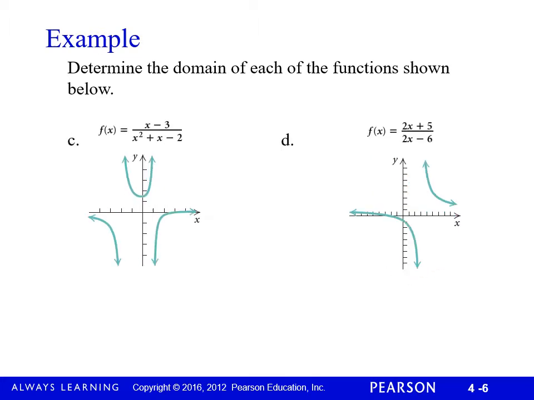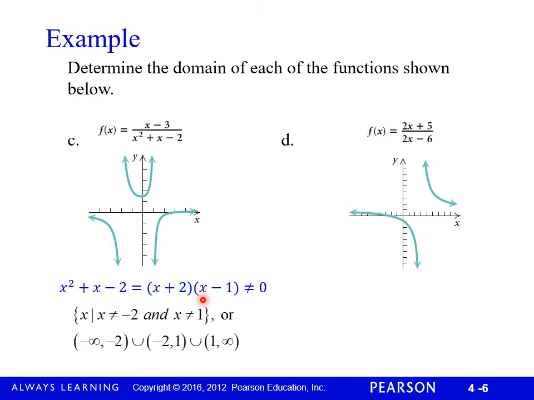Now it gets a little more complicated for problem C anyway. Remember, when we have a polynomial like this, we have to find the zeros of the function, and one way we can do that is by factoring that function. Well, if we factor the denominator, we get x plus 2 and x minus 1, and we set that not equal to 0, which means that we set each of these factors not equal to 0, and so we get x cannot equal negative 2 and x cannot equal 1, and putting them in set notation or interval notation gives us these answers.